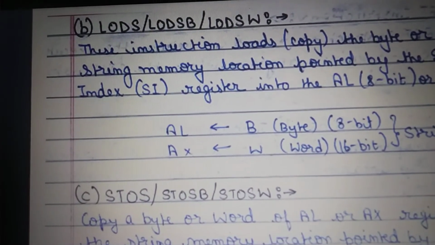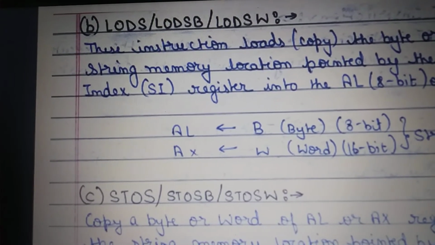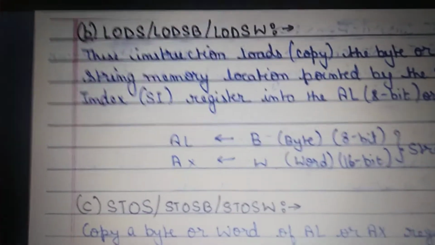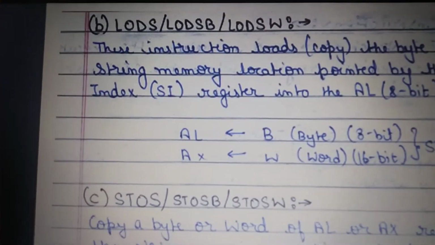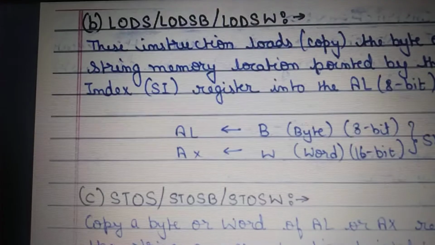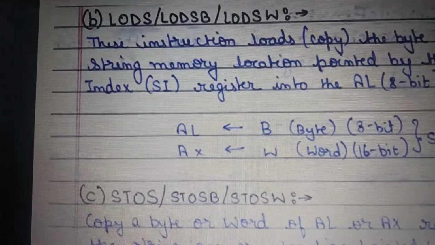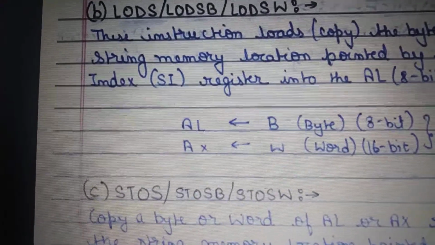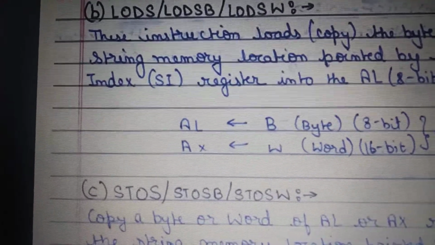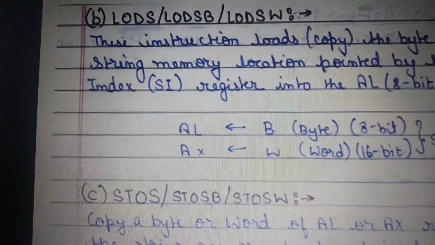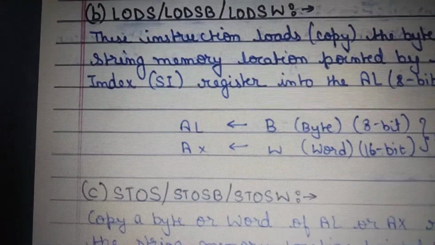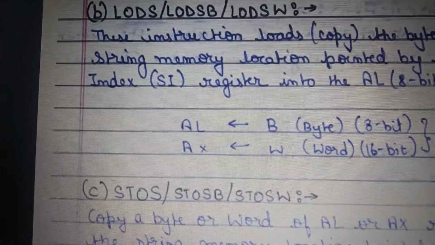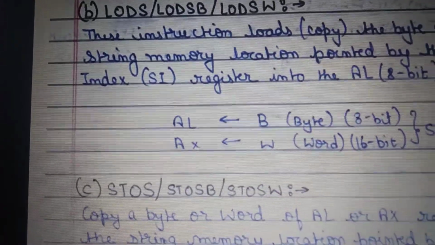Next, I am going to discuss another string manipulation instruction, that is LODS, LODSB and LODSW. These instructions are used to load a string in form of byte or a word. LODS means load a string, LODSB means load a string which is a byte, and LODSW means load a string which is a word. So this instruction loads the byte or word of a string memory location pointed out by the source index register into AL or AX register.